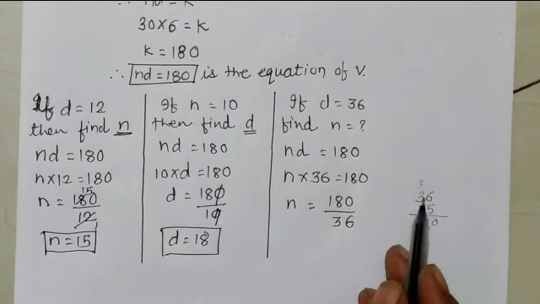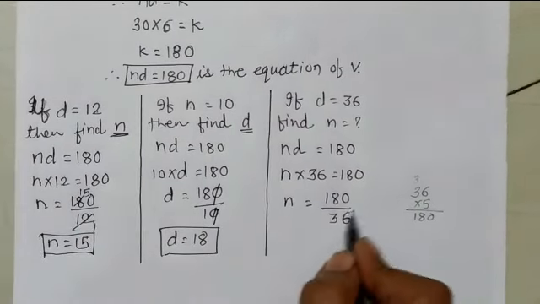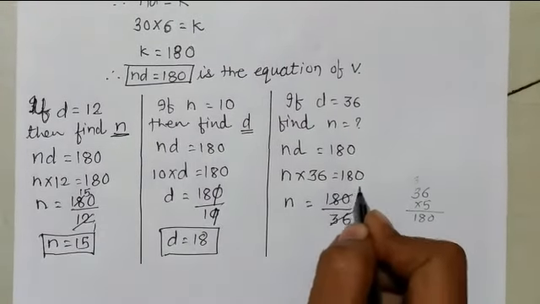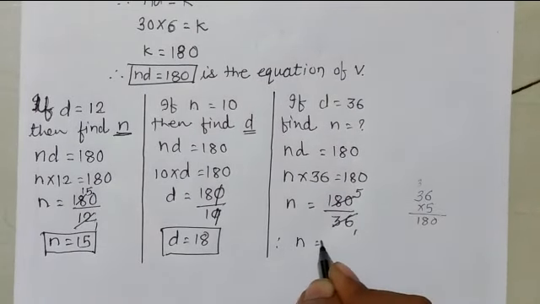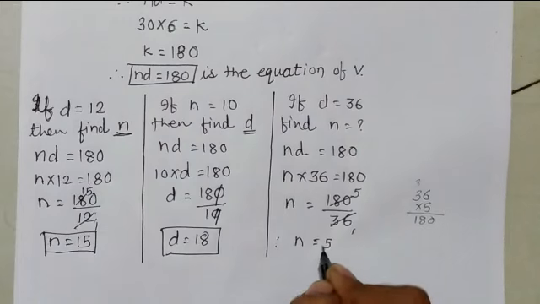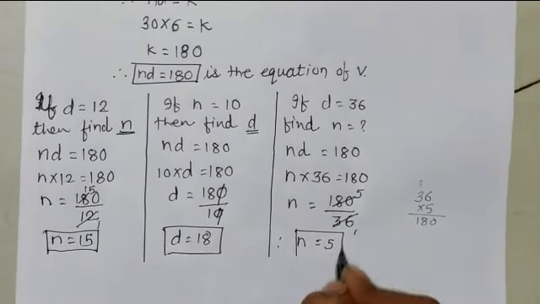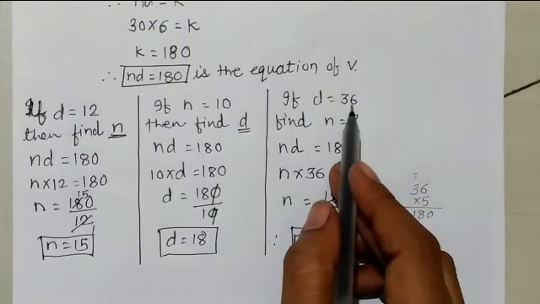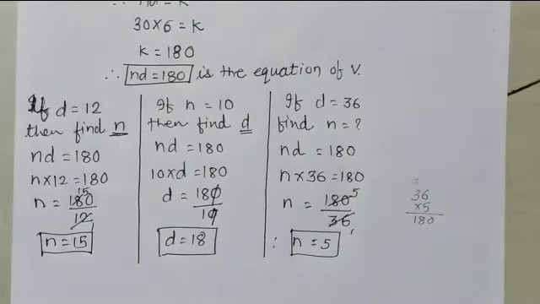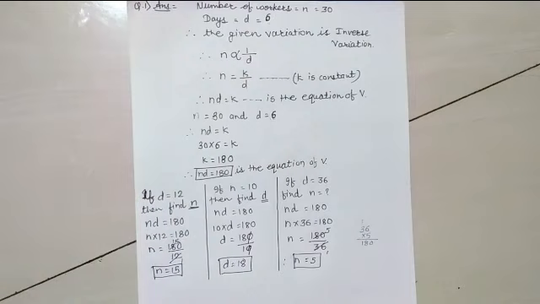Then you will know 36 fives are 180. 36 ones are 36, 36 fives are 180. So therefore, n is equal to 5. This is the answer. It means if the number of workers is 5, then 36 days will be required to complete the task. Like this, your answer will be over.